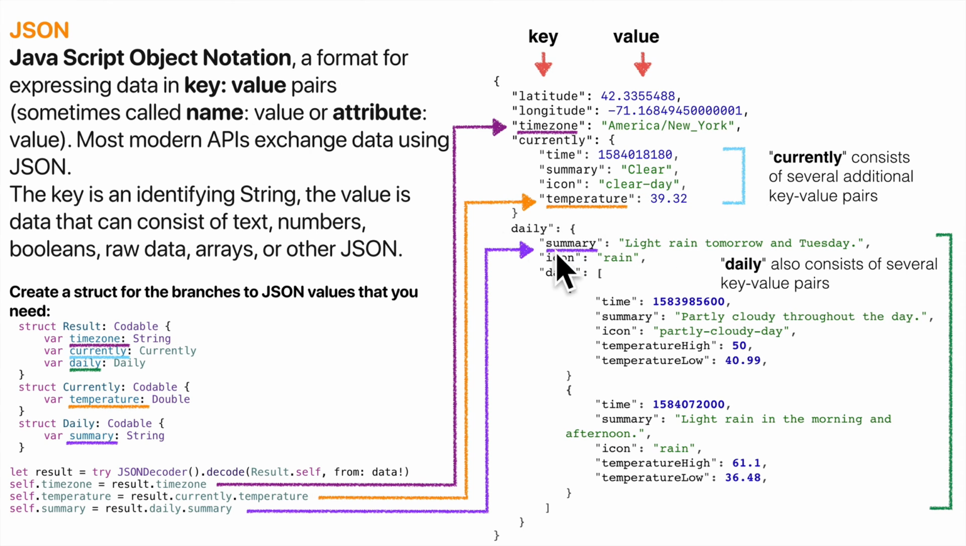So the way we're going to do this is we're going to create a struct representing the innermost JSON. So a currently struct that contains a variable temperature and a daily struct that contains a variable summary. And then we'll add two properties to our struct that's one level up. That's a result struct. And so that's going to have a currently property that's of type currently and a daily property that's of type daily. And then we get at these values by referring to result.currently.temperature and result.daily.summary.